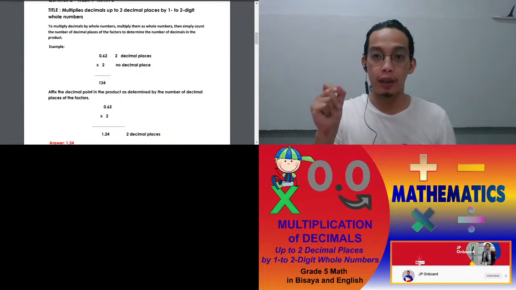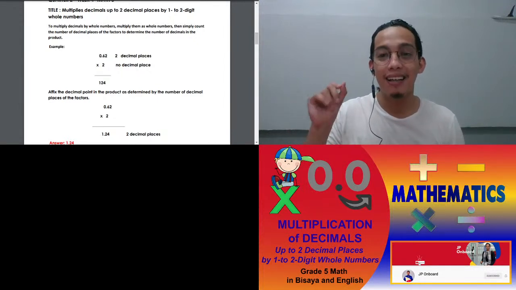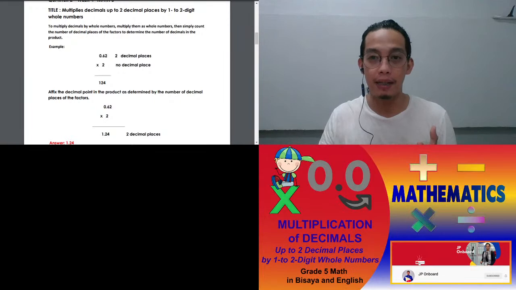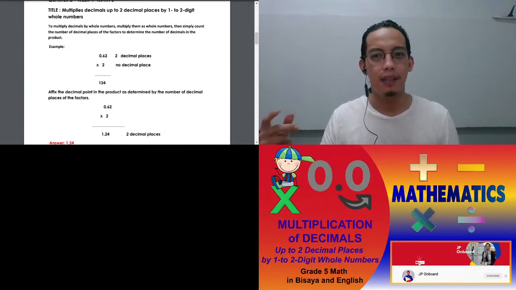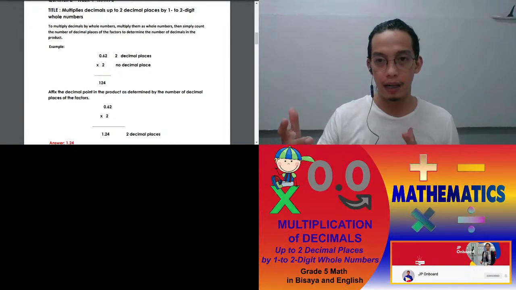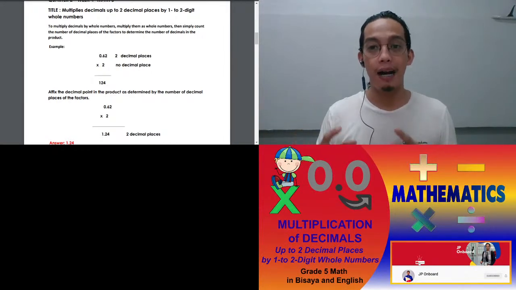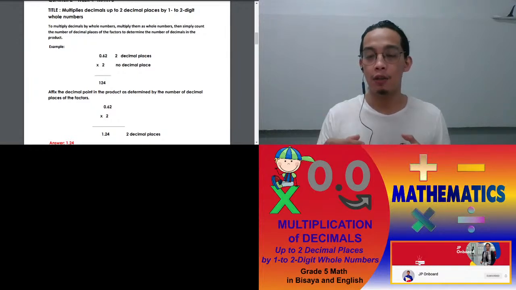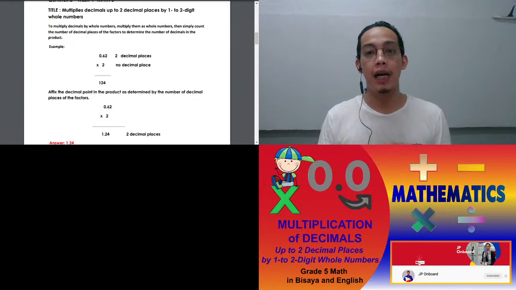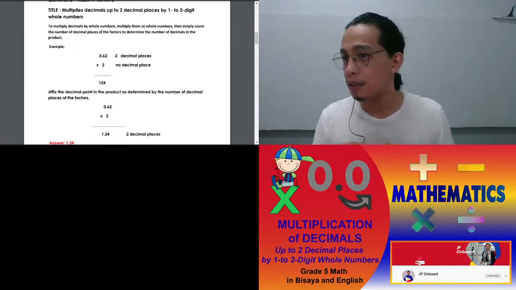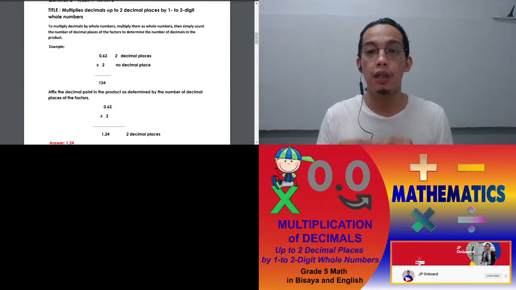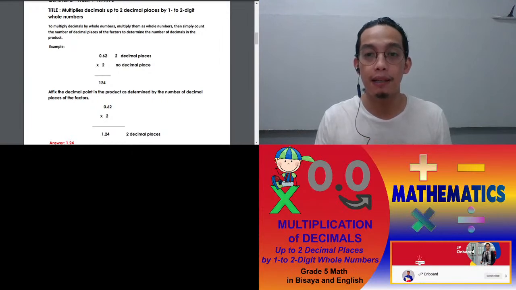we will now place the decimal point where we will count the number of decimal places sa atong factor, sa atong pang-multiply, atong multiplicand or multiplier. I think that's the right term for those two numbers that we multiply, our factors. We count the number of decimal places presented. And after we count that, we apply that to our product. Again, atong ihapon ang decimal places sa atong factors, and then atong gamiton ang number of decimal places sa atong product.